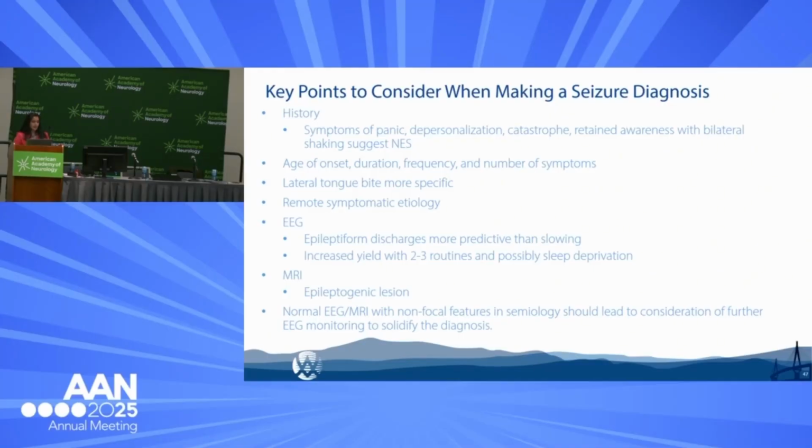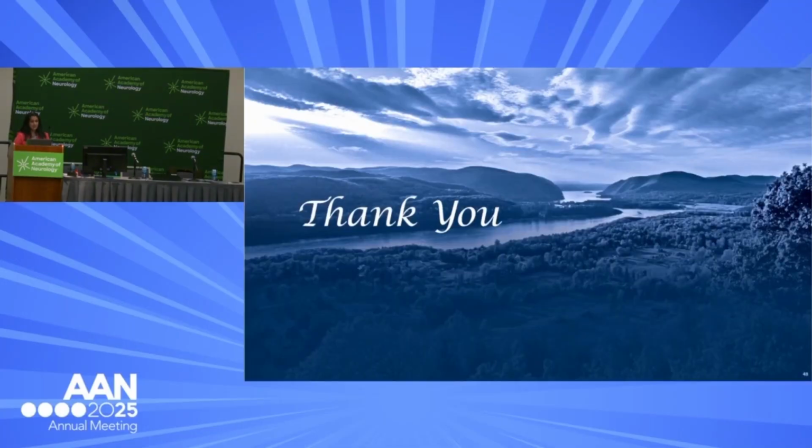Remote symptomatic etiology suggests seizures, and with EEG, epileptiform discharges specifically are more predictive than slowing, which is nonspecific, and you have increased yield with 2 to 3 routines and possibly sleep deprivation. With MRI, having an epileptogenic lesion makes it more likely that there's going to be a recurrence, and a normal EEG and MRI with non-focal features and semiology should definitely lead to consideration of further EEG monitoring to solidify the diagnosis. Thank you.